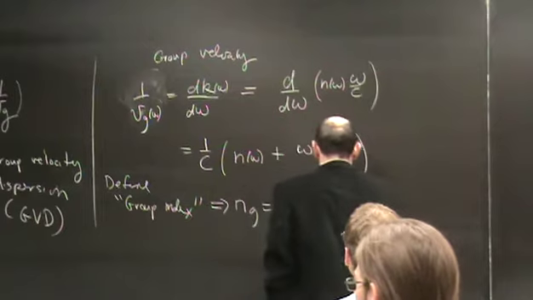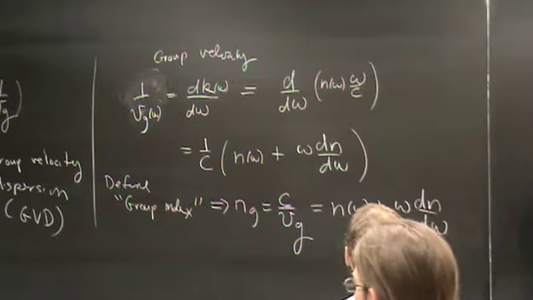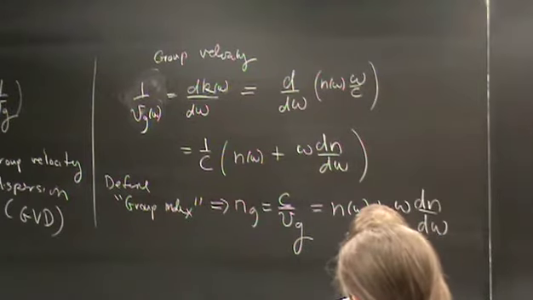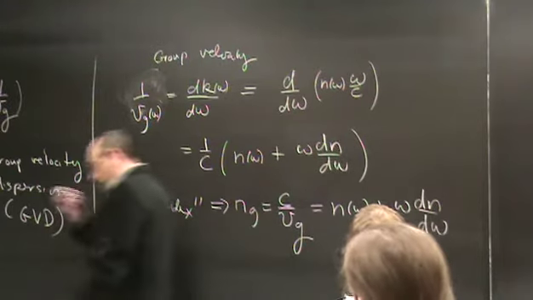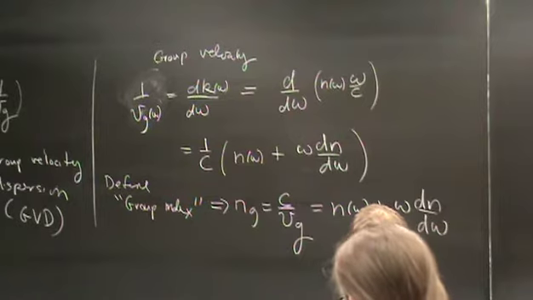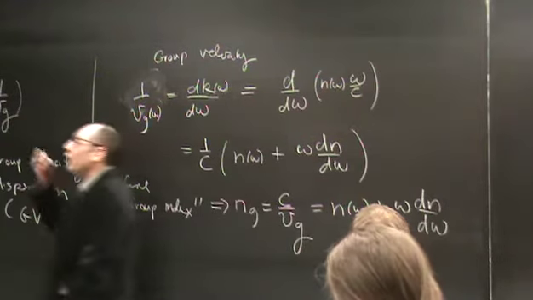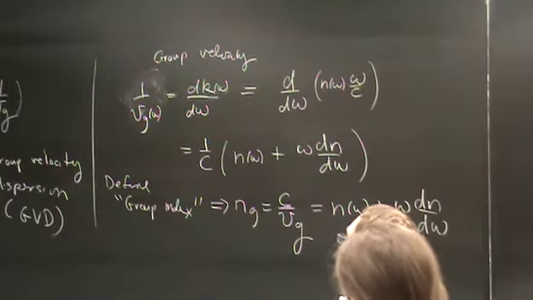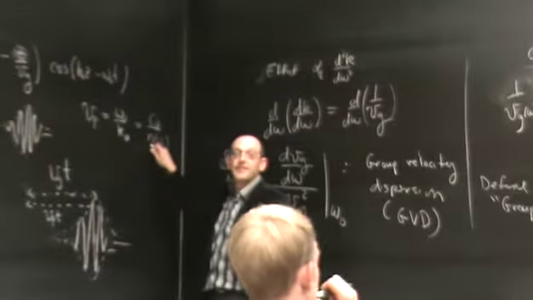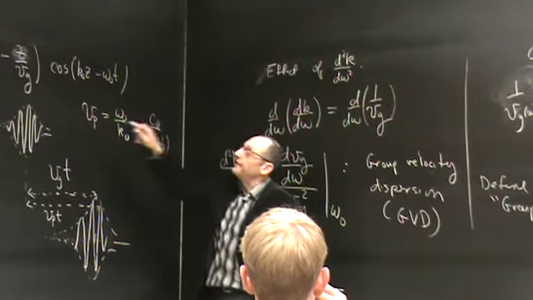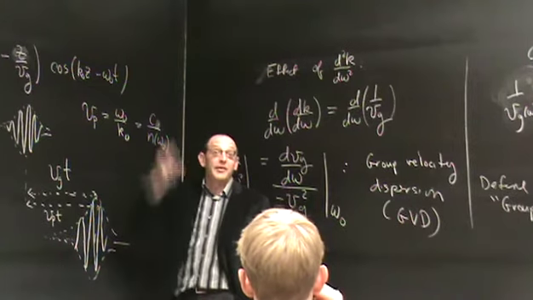Because then this is equal to n of omega. So, you may remember from your previous studies that it's quite often the case in certain kinds of media, in certain material, that the index of refraction itself is less than 1. For example, in a plasma.